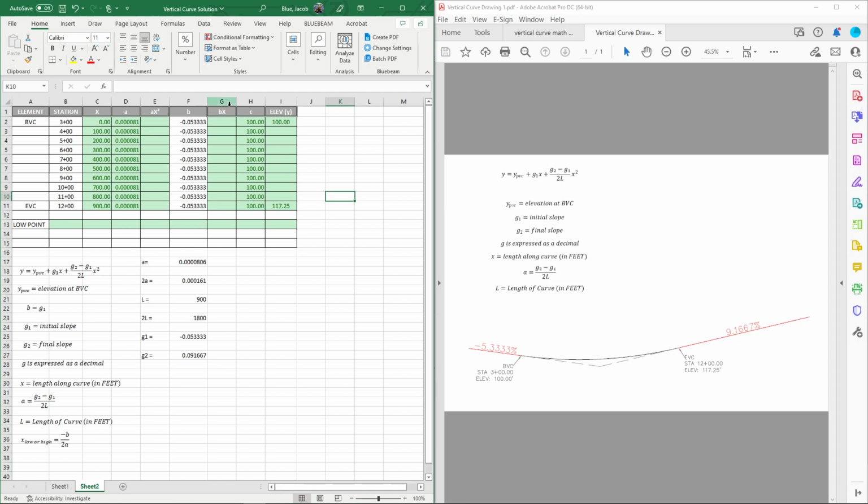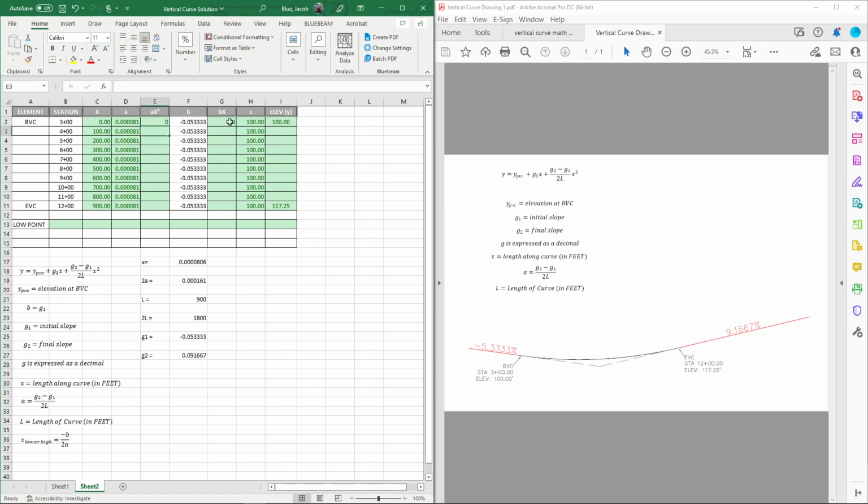Now I can get my last 2 columns for bx and ax squared. So I'll do bx first. I'm going to use Excel formulas here, but you could use a calculator. So essentially I'm taking this B value and I'm multiplying it by the X value. So in this first box here at station 3 plus 0, well, my X is 0, so anything multiplied by 0 is going to give us 0. And here in the AX squared column, I have A times x squared, and if x is 0, then x squared is 0, and a times 0 is going to be 0.